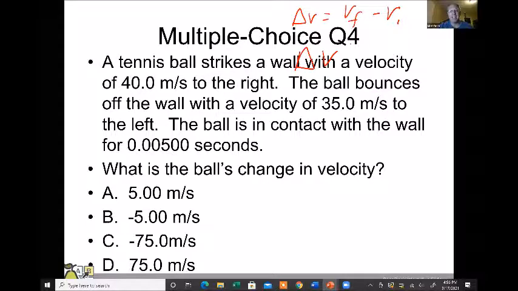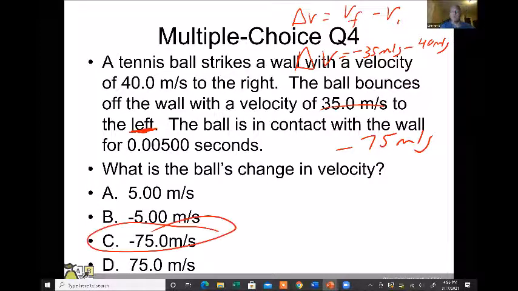Negative 35. It's got to be negative 35 because it says 35 to the left. So negative 35 meters per second minus the initial velocity, which was positive 40, which means our change in velocity is negative 75 meters per second. So C is what we were looking for on that one. Does that make sense? You got to remember that positive is to the right, negative is to the left. Or if you're dealing with vertical stuff, positive is up, negative is down. Don't forget to do that.